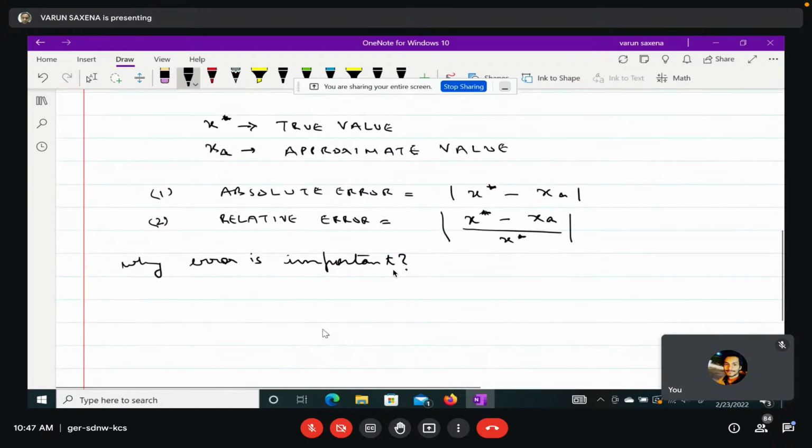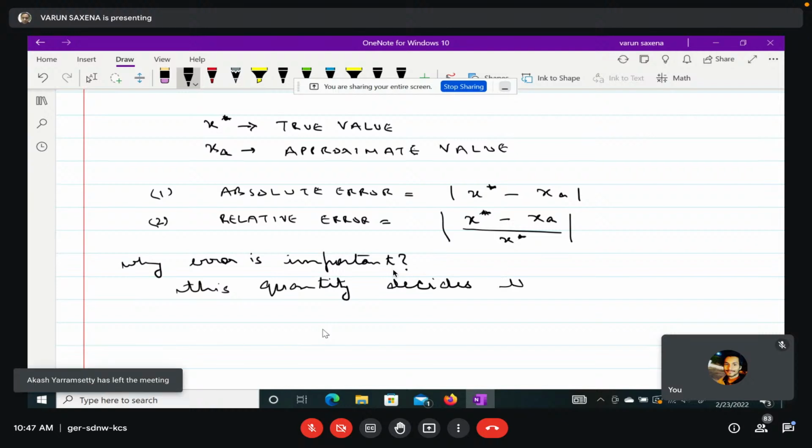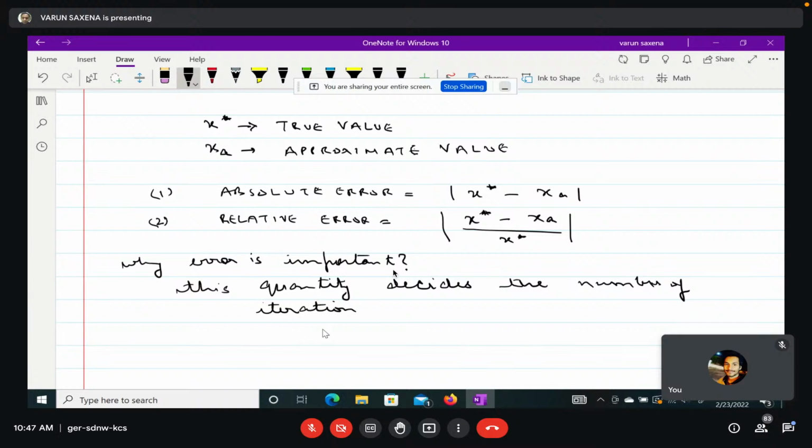So the error is important because this quantity decides the number of iterations. You know that you have to move stepwise. You know that you have to repeat all the steps. But then the question comes, how many times should I be repeating it?